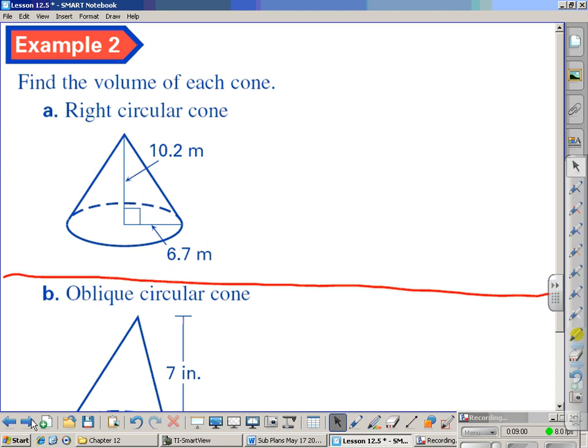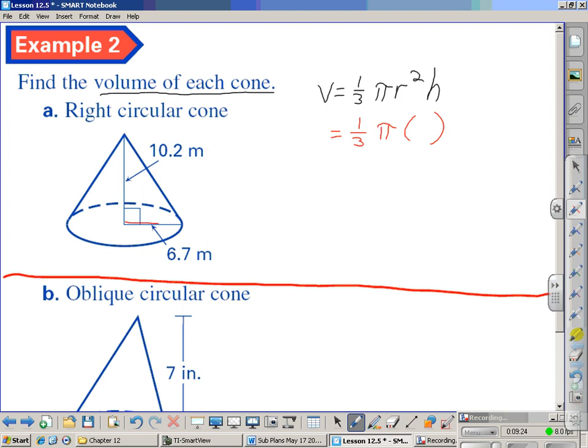Now the shape here is a cone. So we're finding the volume of each cone. Actually, both of these are cones. So the volume equals 1/3 area of the base. Because a cone has a circular base, the area of the base is pi r squared, like a circle, times the height. So what we get here is 1/3 pi. The radius, if you look, is given to us as 6.7. We'll square that and then multiply by the height, which is 10.2.